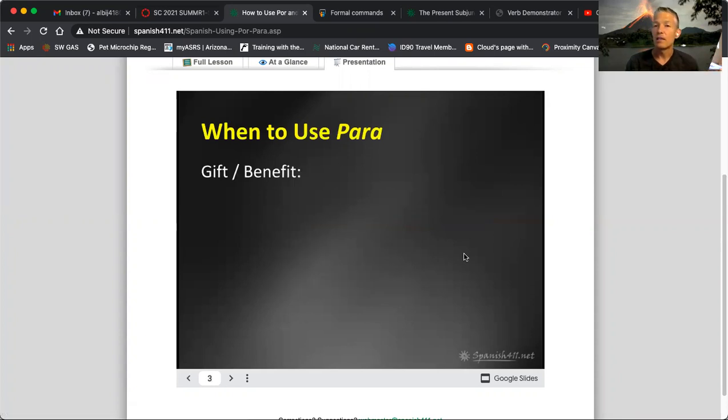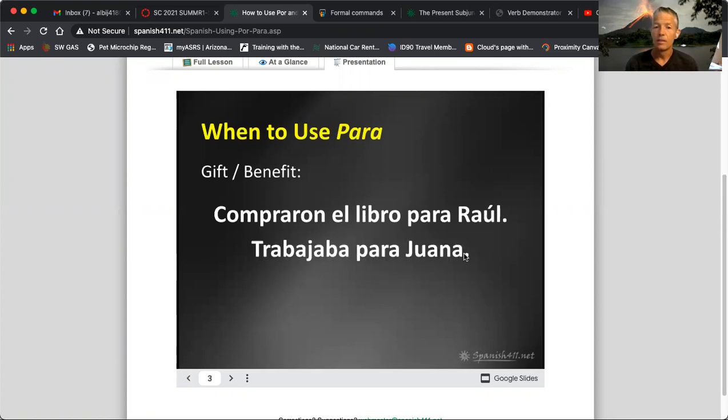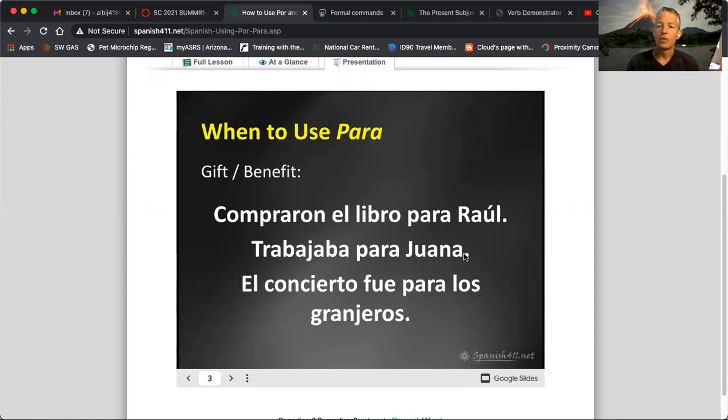When you're giving somebody a gift or for someone's benefit. Compraron el libro para Raúl. They bought the book for Raúl as a gift. Trabajaba para Juana. He used to work for Juana. Okay, so as a benefit, he got paid. El concierto fue para los granjeros. The concert was for the farmers. It's an odd sentence. Anyway, so for their benefit.